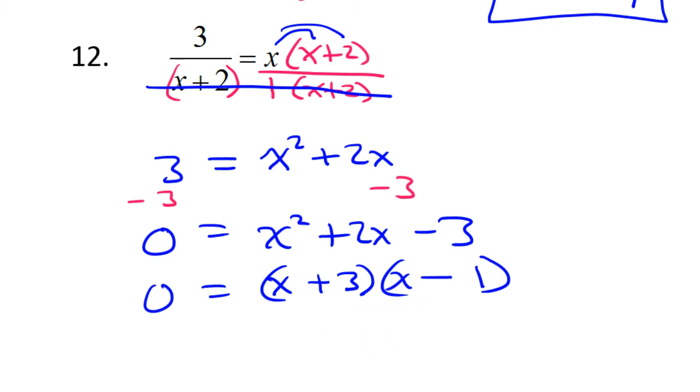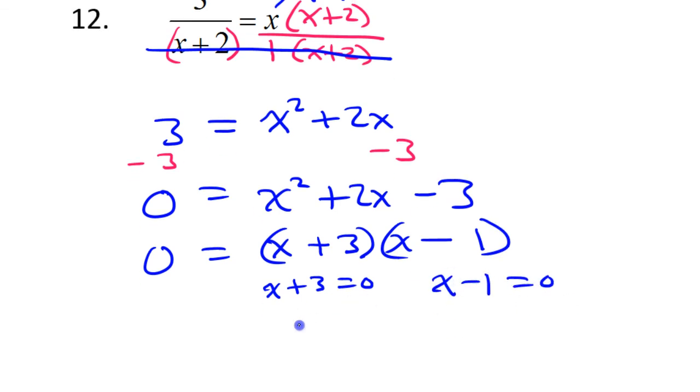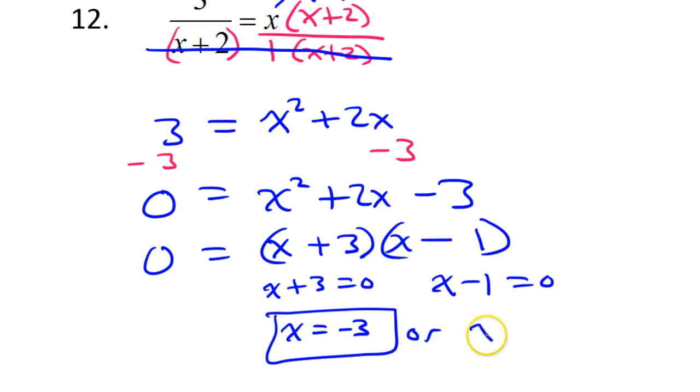Okay, so by the zero product property, I'm going to set each of these factors equal to 0 for my solutions. So x plus 3 equals 0, x minus 1 equals 0. Subtracting 3 gives me x equals negative 3. Adding 1 to both sides gives me x equals 1.